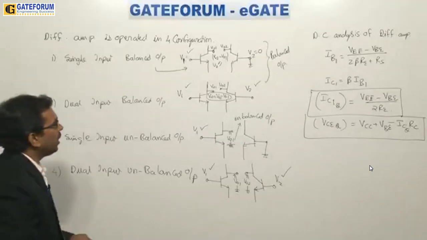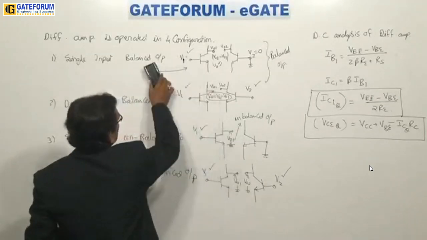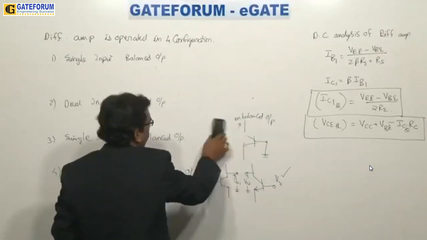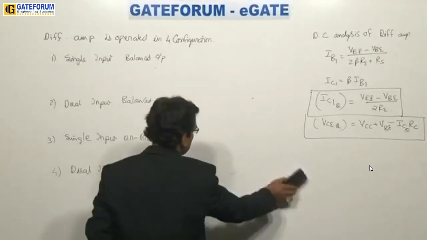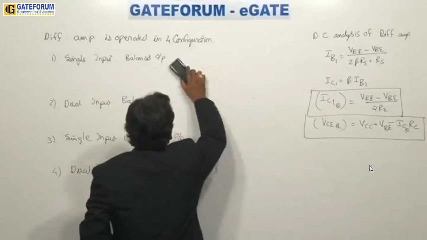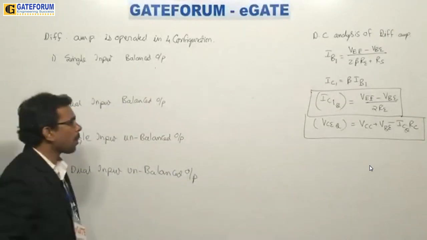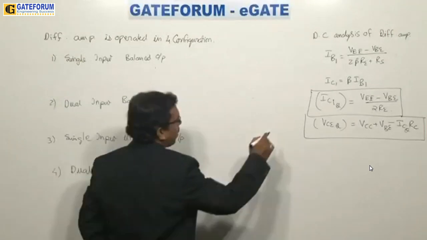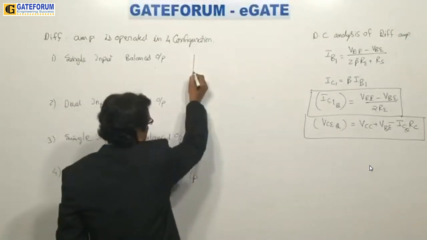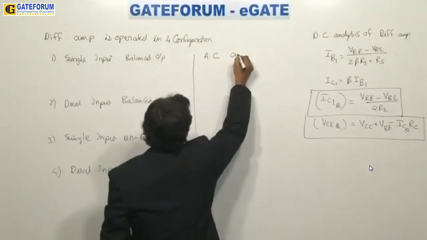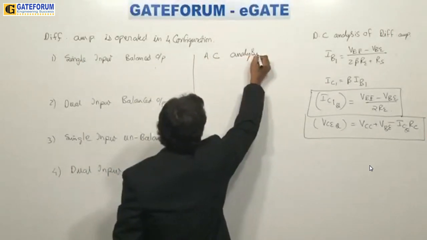Now, these are the DC conditions we have here. Now, I am erasing this picture here. Now, we should look at AC conditions. Now, the AC analysis part. AC analysis.